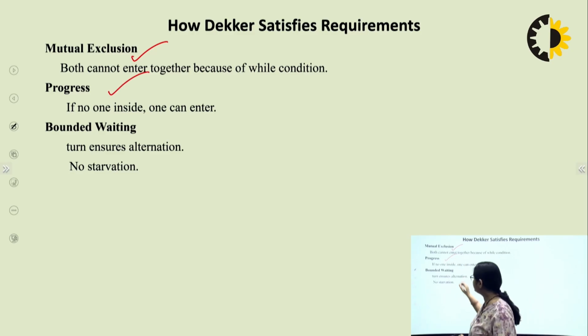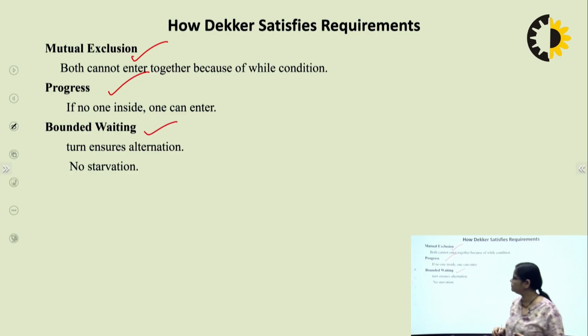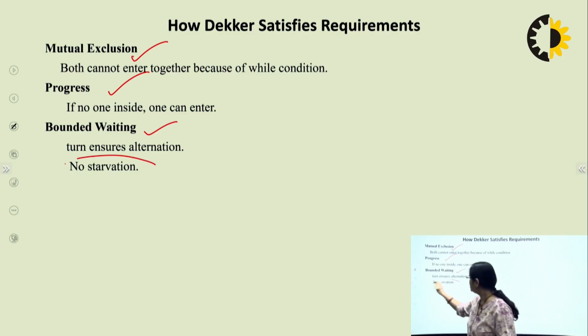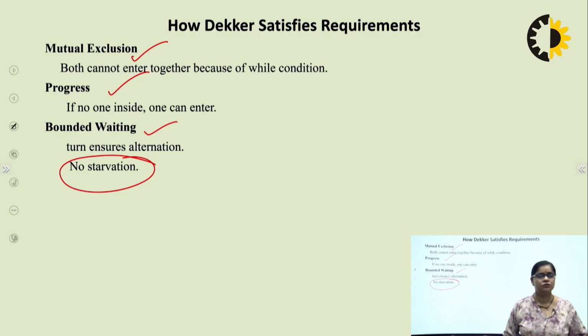Now it means that it is satisfying the third requirement of the critical section. When I am talking about bounded waiting, it means that it is providing the turn. It is limiting the turn: process P0 is entering the critical section, and when the turn of P0 has been completed, then process Pj will be there. So we will find that each process is getting equal time. So it means that there is no starvation. So that is how Dekker's satisfies the requirements.